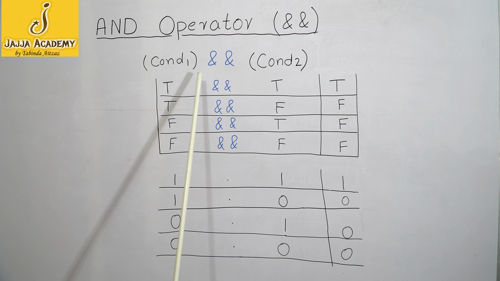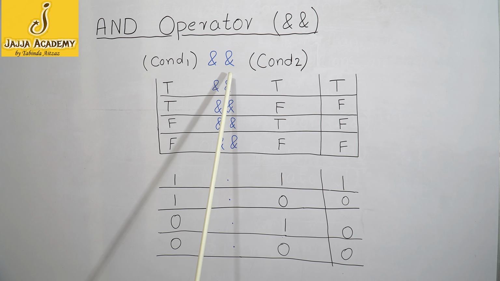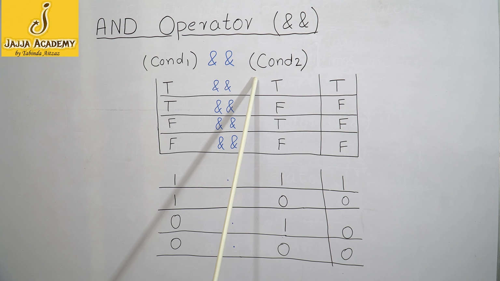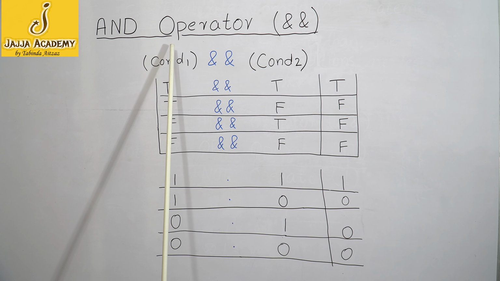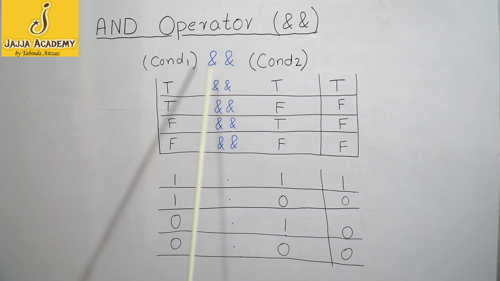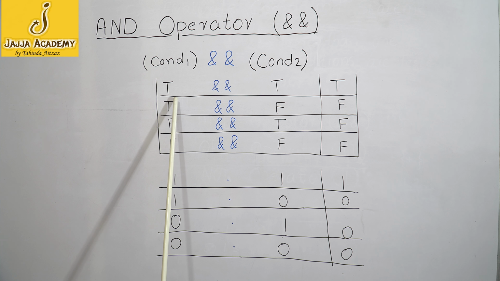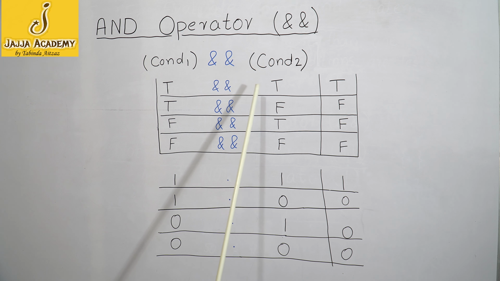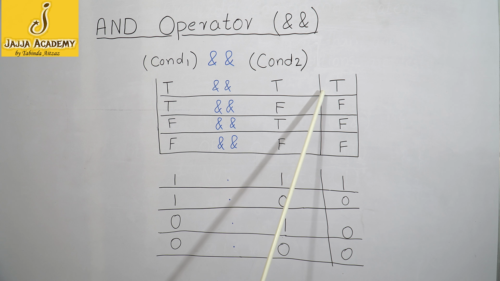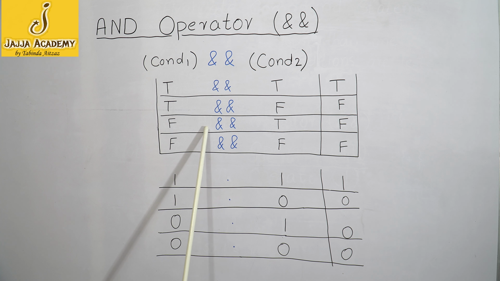One condition is written on the left hand side of AND operator, double ampersand signs, and the other condition is written on the right side. The AND operator returns true if both conditions are true. Otherwise, it returns false. For example, I have provided a truth table for AND operator that shows if condition 1 is true and condition 2 is also true, then it will return true. If any of these two conditions is false, the answer will be false.